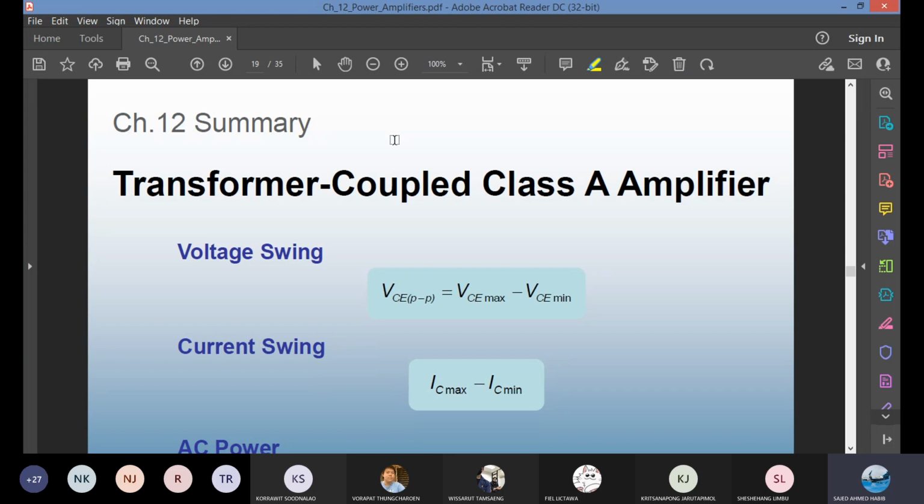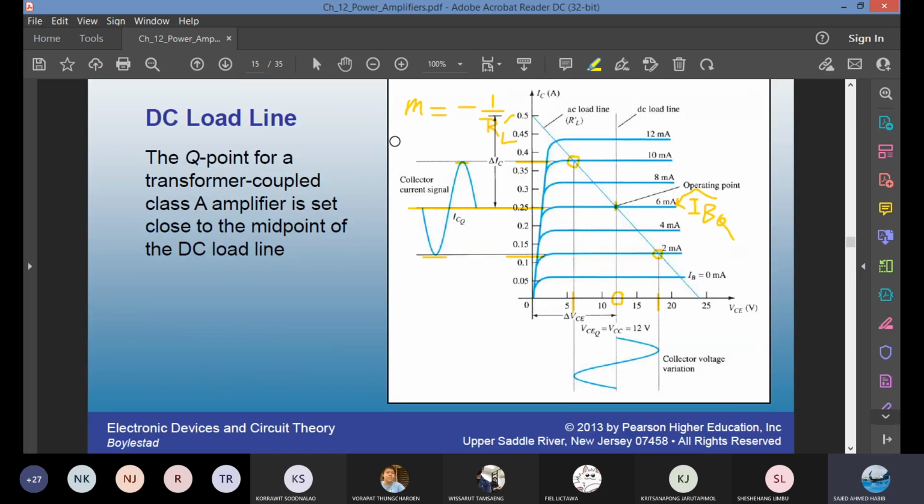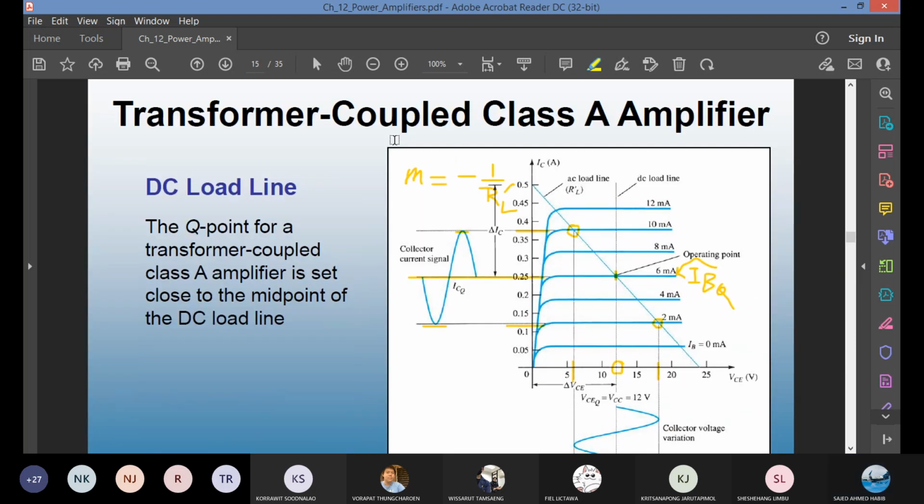This is specific to the transformer coupled class A amplifier. When you look at the formula sheet in the exam or quiz, there are different formulas for different cases. You have series fed class A, you have transformer coupled class A, and then for class B, the formula is totally different. Don't try to use one formula with a different type. Your answer will be totally wrong. Now let's look at a simple example first.